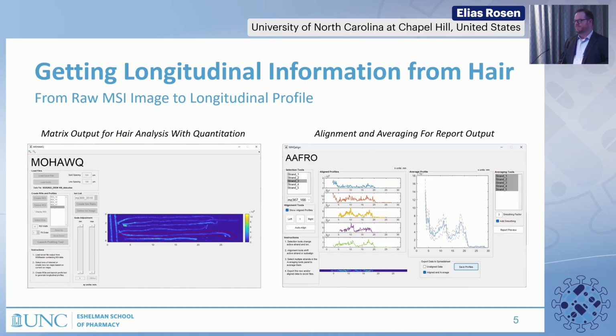So we have developed two tools to help us get information from the raw MSI image to a longitudinal profile. The first is called Mohawk, which we use to extract information along single hair strands and radially average the response to drug along the center line of that strand. And then the second allows us to align the individual strand profiles into a composite profile. And here again is where the plucked strand is very helpful to align the proximal end of the strand to ensure that you've got a common reference point.